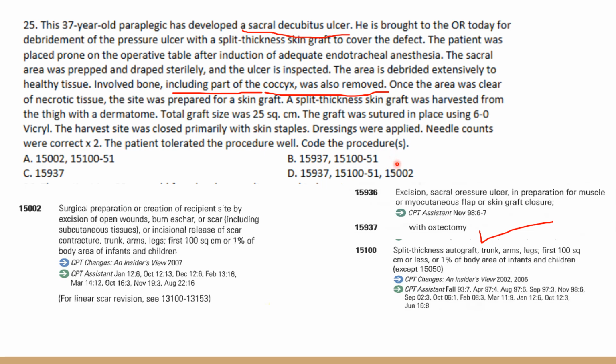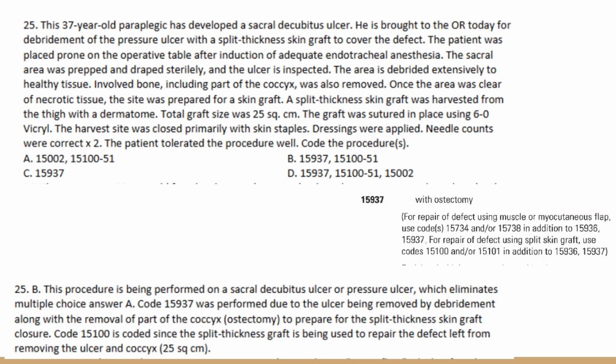So remember, this code 15937 only talks about osteotomy, but it does not talk about the split thickness graft, and we are coding for the whole procedure. So we will require both the codes. So let us see what's the answer. So our answer will be answer B, that is 15937 and 15100.